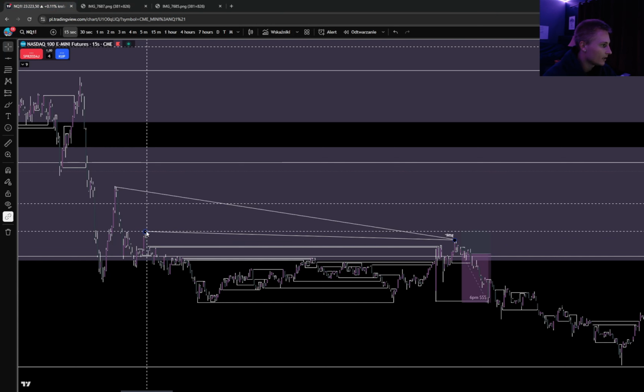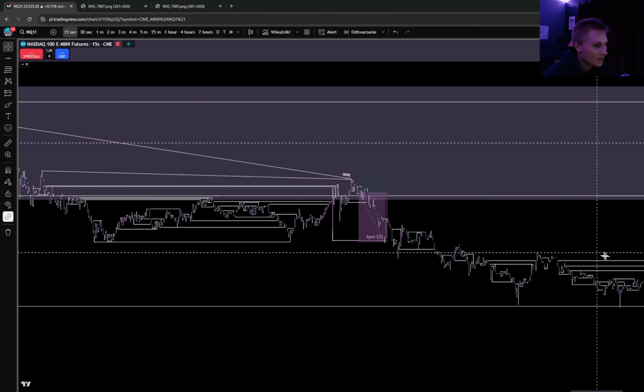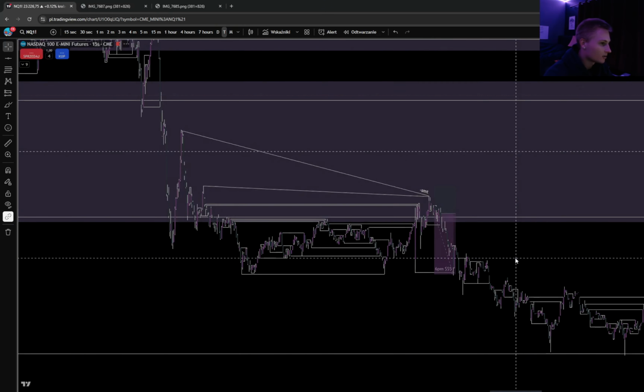Here is the execution that I took, and you see entry was right there, and my stop loss was around that SMT right there, 207.25, and I fully closed after that 6 p.m. wick was taken out. So that's pretty much how I did my entire analysis, starting on the weekly time frame.